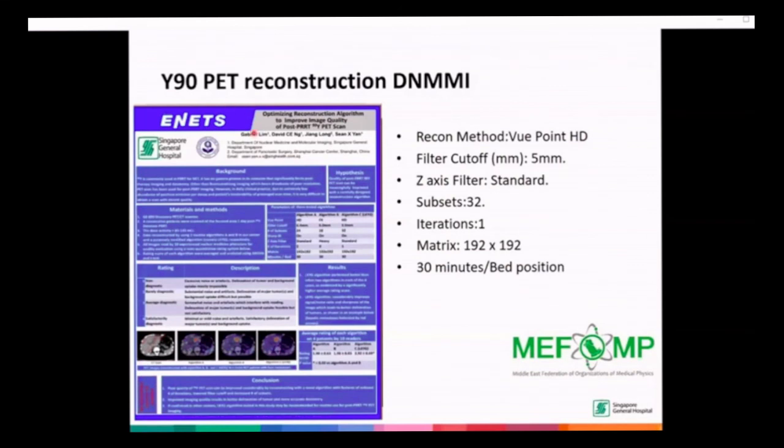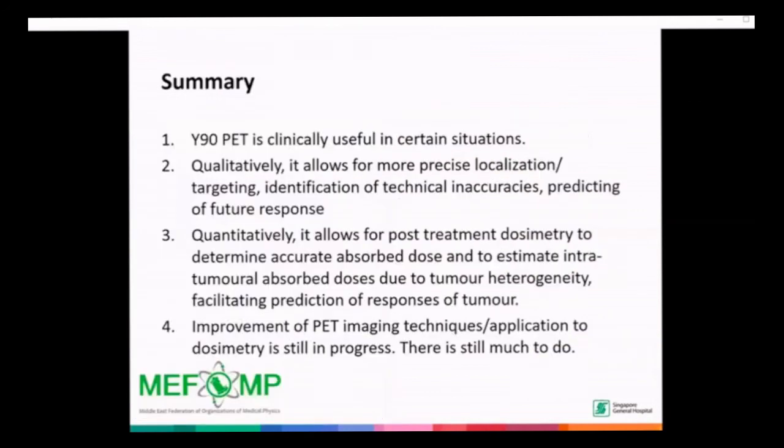We actually have a poster at ENETS a few years ago, in which we published on optimizing the reconstruction algorithm to improve image quality of post-PRRT yttrium-90 scans. And the reconstruction method, the filter cutoff was 5 mm, Z-axis filter, etc. So this is basically what we use in our yttrium-90 PET.